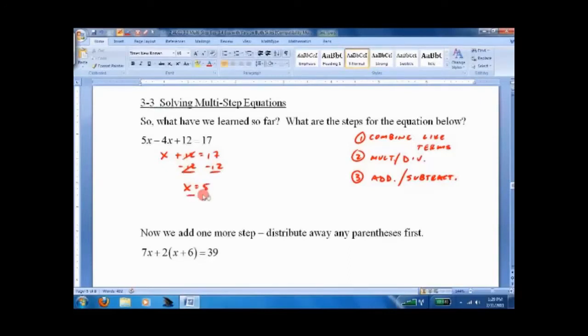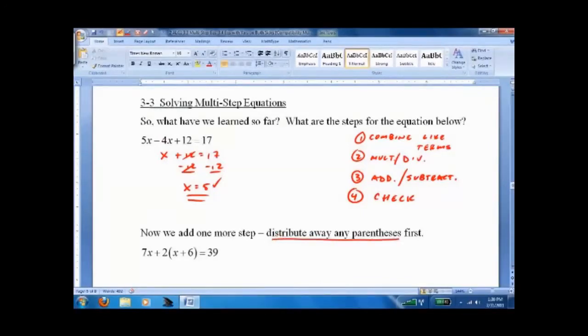X equals 5. And step 4, do not forget, especially with these multiple step equations, check. 5 times 5 is 25, minus 20 is 5. 5 plus 12 is 17. Beautiful. So, let's add a step.